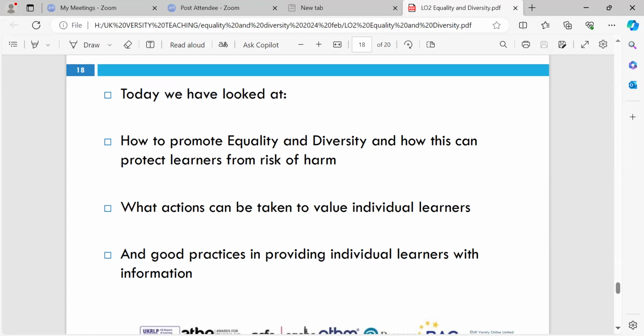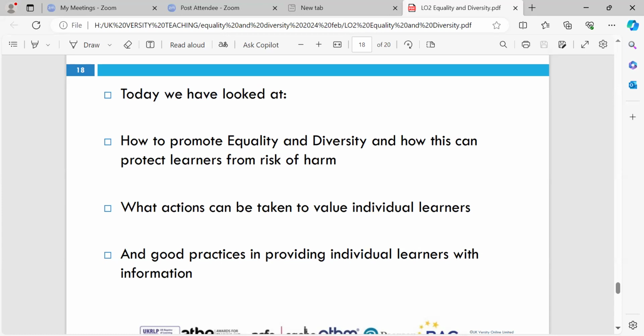What actions can be taken to value individual learners? More reflecting on them, working with them, valuing their needs as well, and understanding what they're trying to say to you, because some learners learn differently than others. And also, if you show that you're able to value what they are saying, motivate them and engage them, they're going to feel like they're wanted, and they're also learning through that experience. They learn as well.